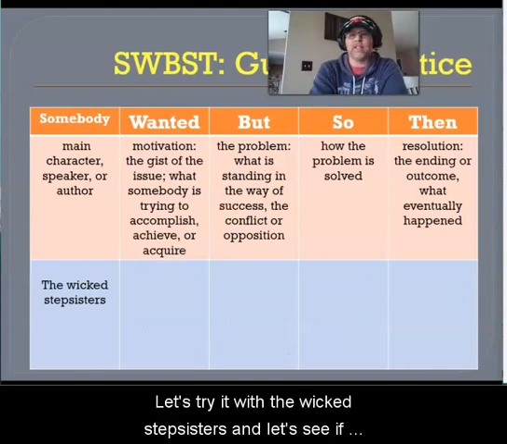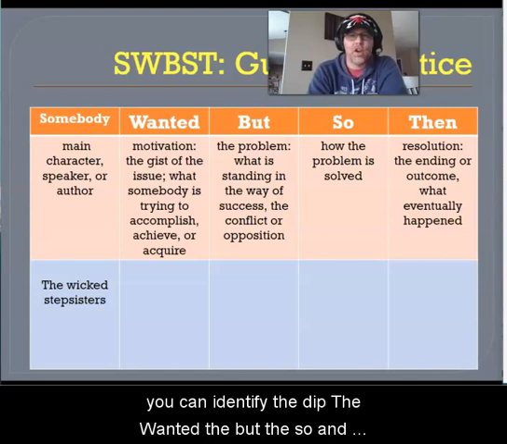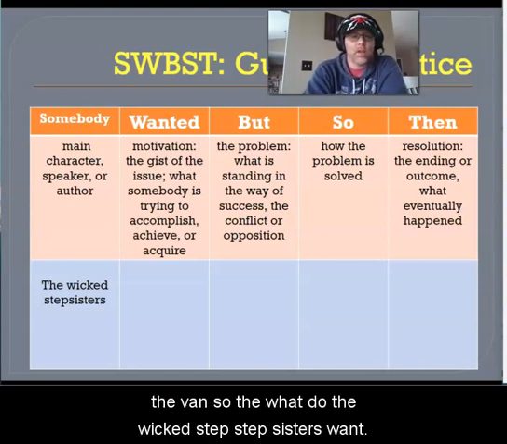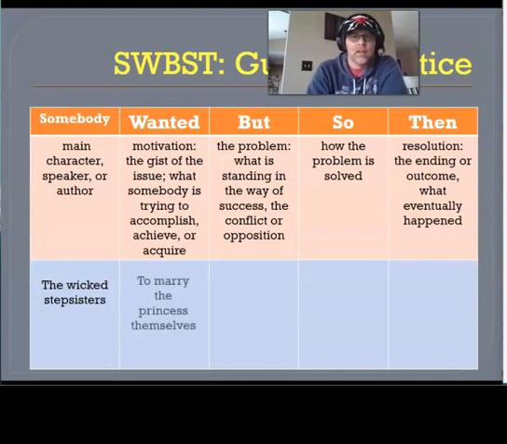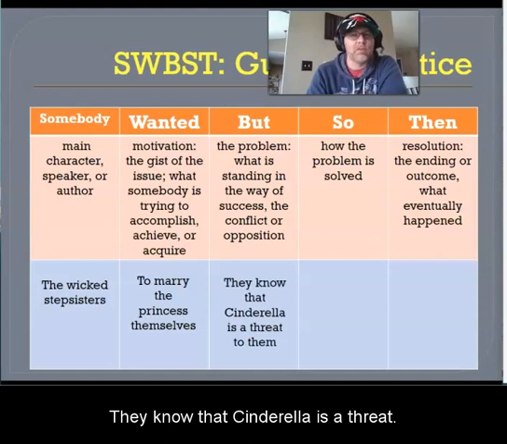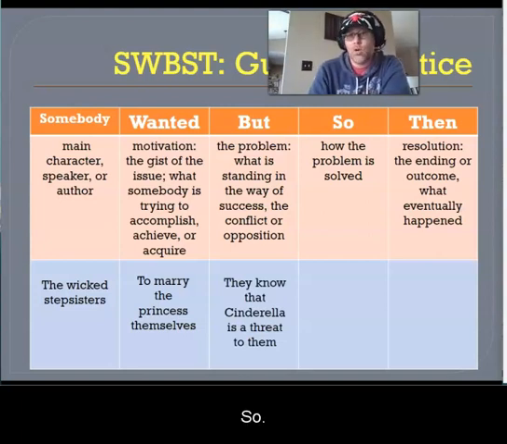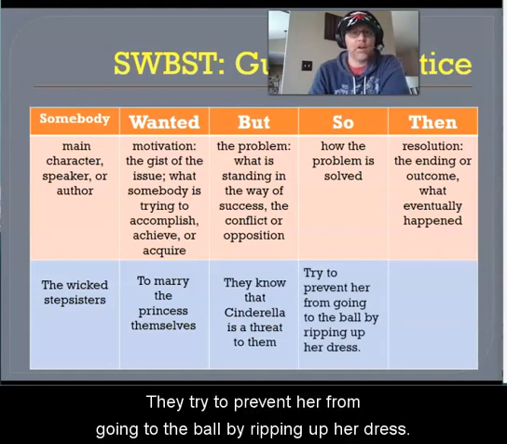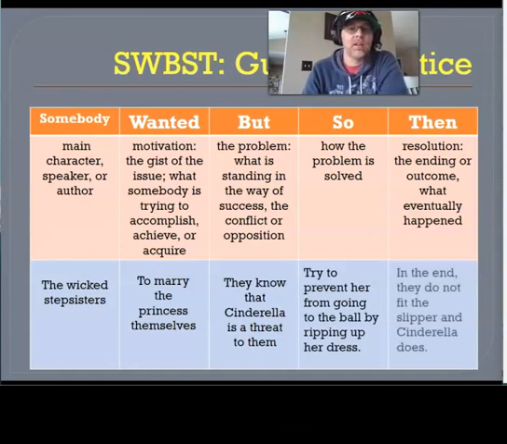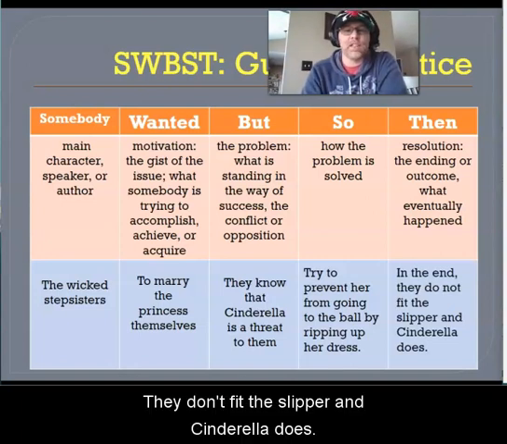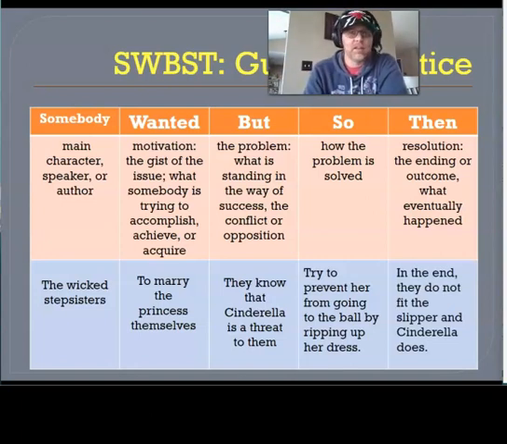Let's try it with the wicked stepsisters, and let's see if you can identify the wanted, the but, the so, and the then. So, what do the wicked stepsisters want? They want to marry the prince themselves. But what happens? They know that Cinderella is a threat. So, they try to prevent her from going to the ball by ripping up her dress. And in the end, they don't fit the slipper, and Cinderella does.